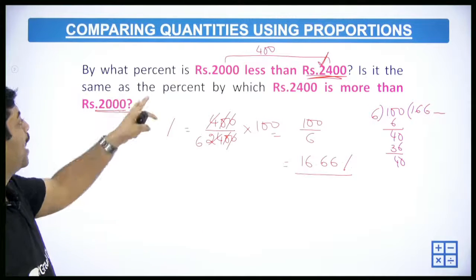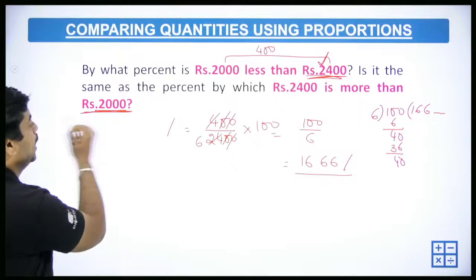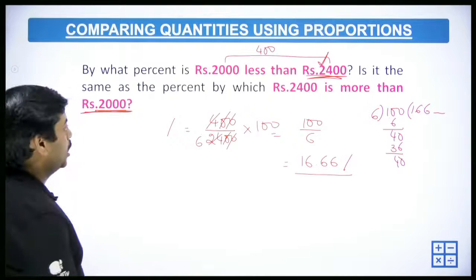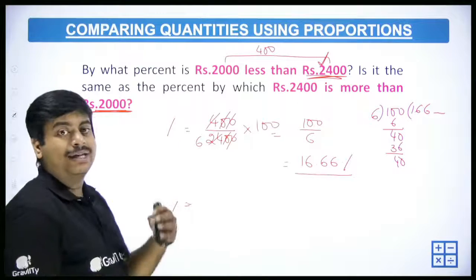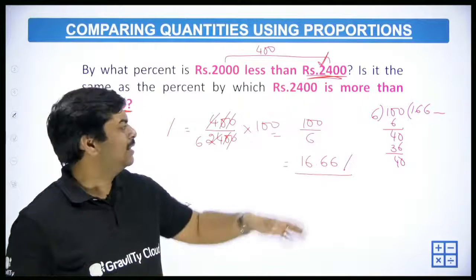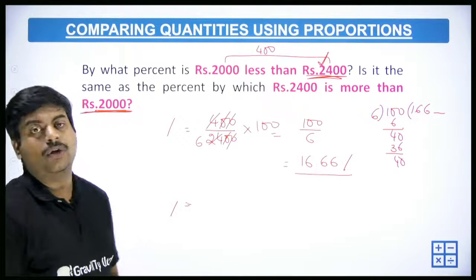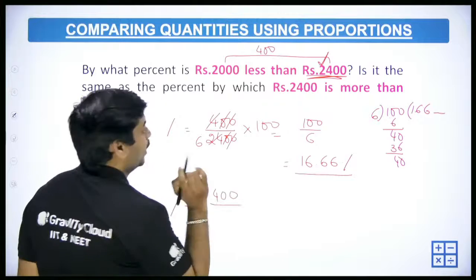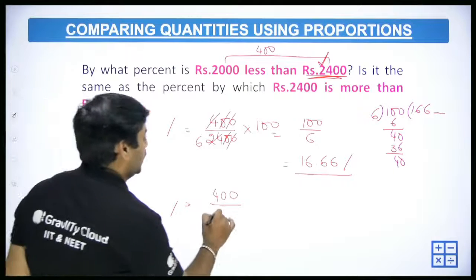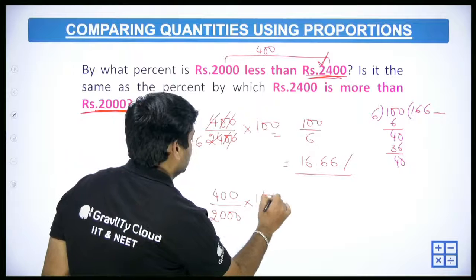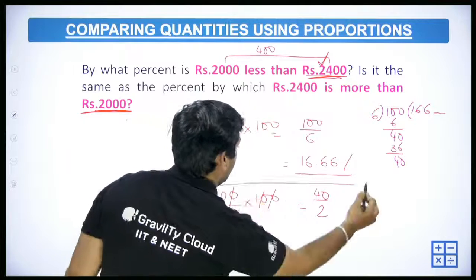Now, is it the same as the percentage by which 2400 is more than rupees 2000? So rupees 2000 is the comparing quantity. Now, 2400 is more than 2000 by how much? There is a difference of 400. Again, don't get confused. Now the base quantity is 2000. So 400 by 2000 into 100. The zeros get cancelled. 40 by 2, which is 20%.